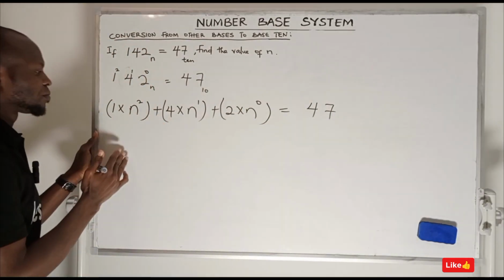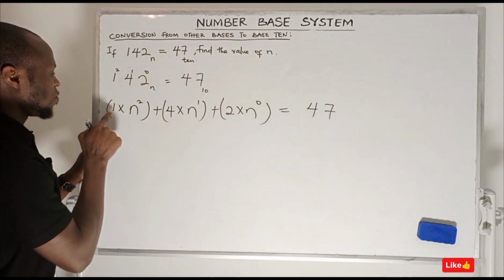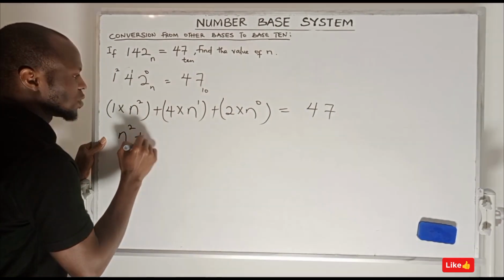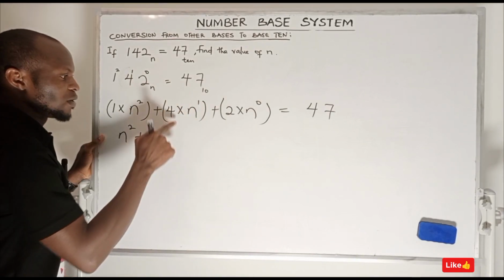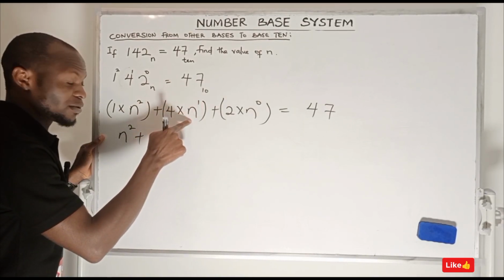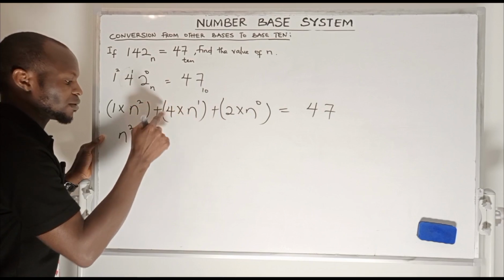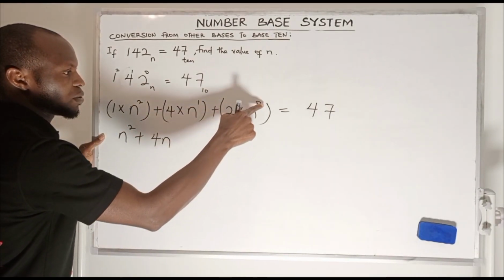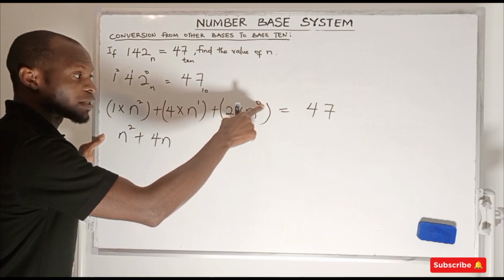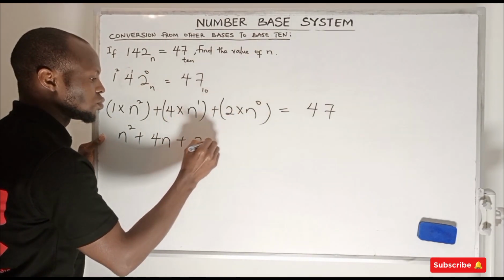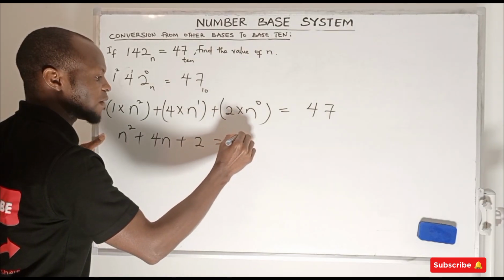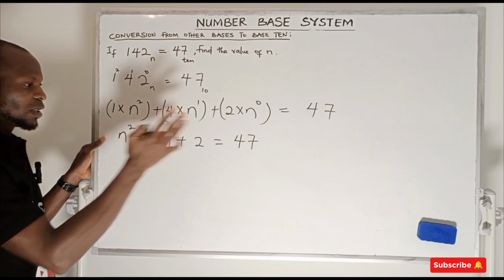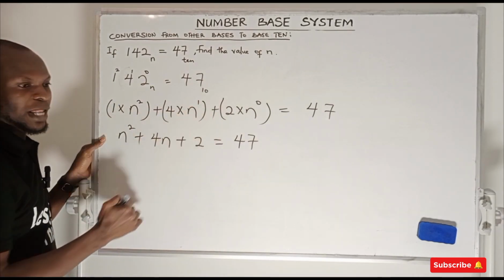Now, 1 times n squared is n squared. n raised to power 1 is n. n times 4 will now be 4n. n raised to power 0 is 1. 1 times 2 will now be 2, equivalent to 47. So now, the next thing to do is to collect like terms.